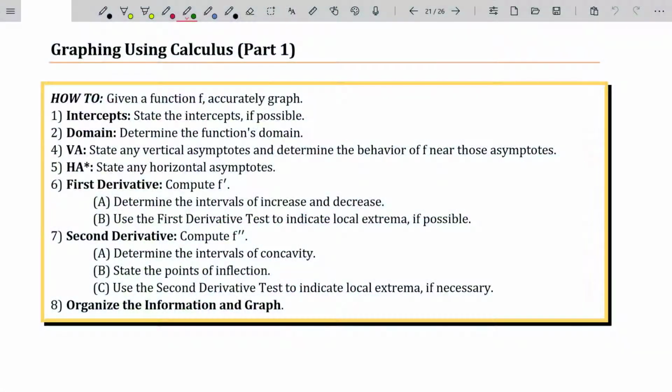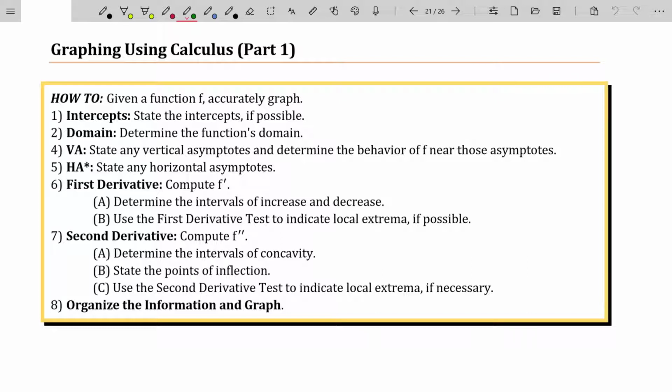Hello, my name is Roy Simpson, professor of mathematics at Cosumnes River College in Sacramento, California. This video is a continuation of graphing using calculus. You should have already watched my videos on the calculus of increasing and decreasing functions.